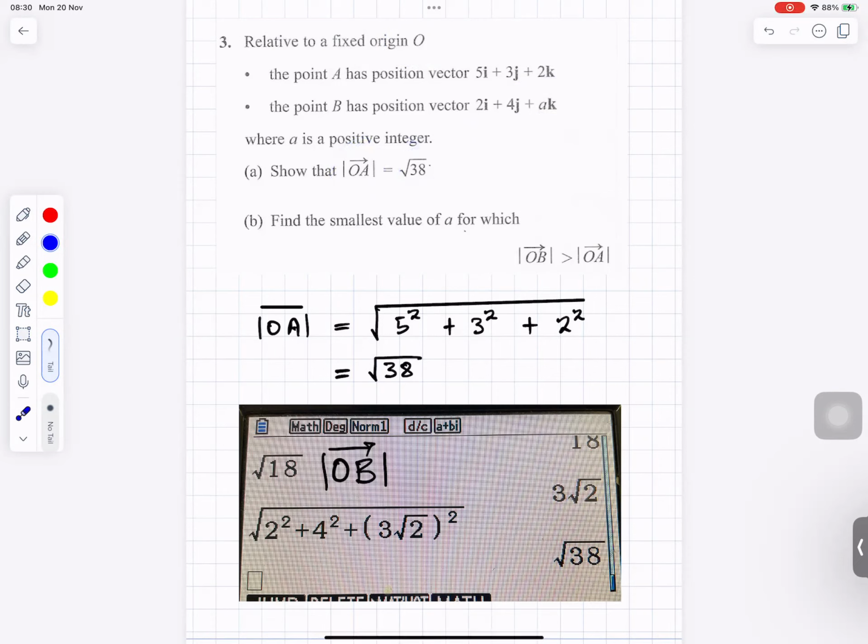To find the magnitude of a 3-dimensional vector, you would put 5 squared plus 3 squared plus 2 squared, and then square root of that gives you square root of 38. It's like Pythagoras in 3 dimensions. See how I put it in the calculator? It gives me the answer there. Square root of 38.